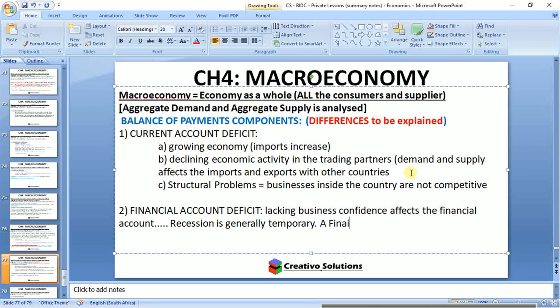A financial deficit in the short term is fine as long as there is a surplus in the future. Right, so sometimes you need to go through a little bit of difficult times. Okay, so businesses have challenges, countries have challenges.